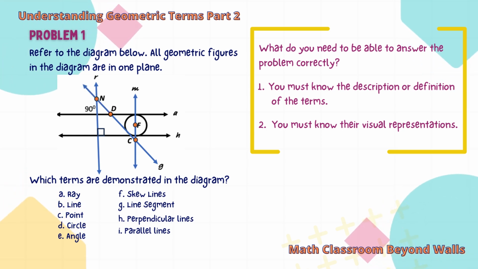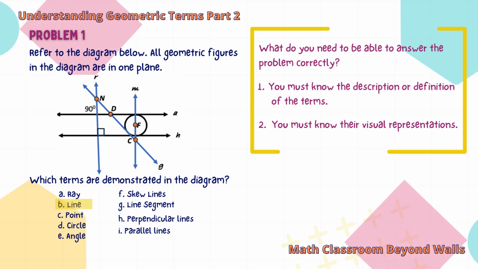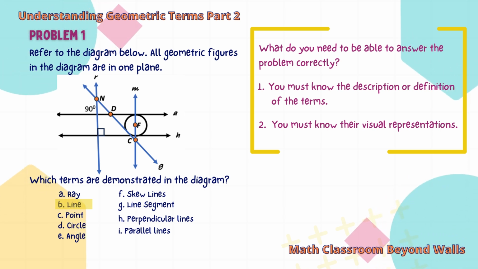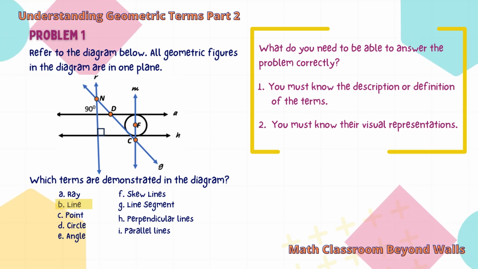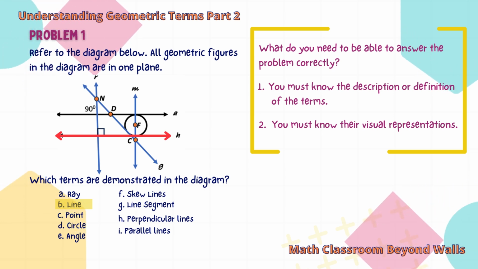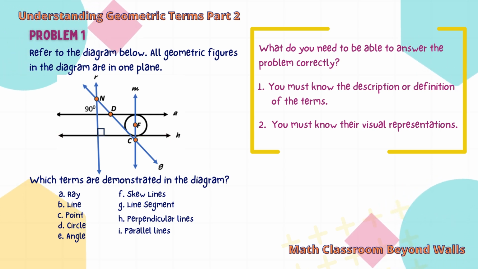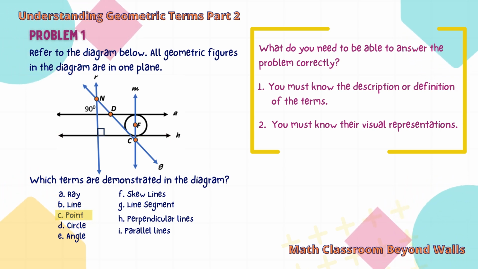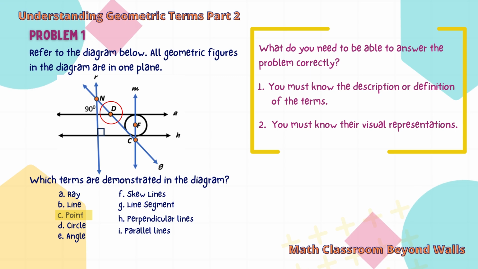We move on to option B, line. Recall again the description of a line and how it is visually represented. Is there a line here? You are correct. We have a lot. This is just one of the several that is here in the diagram. Let us go to option C, point. Do you see this in the diagram? We have several here, right? This is just one of the many.